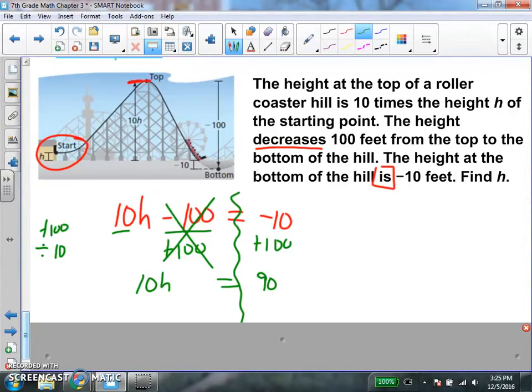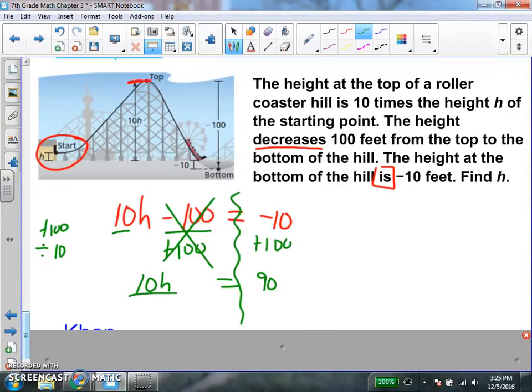Last step, to isolate h, to get h all alone, I need to divide by 10 on both sides. That cancels out, gives me a height of 90 divided by 10 is 9, and my label is feet.